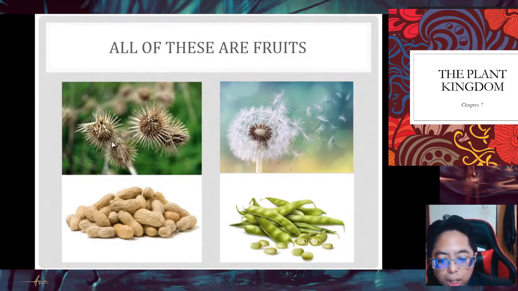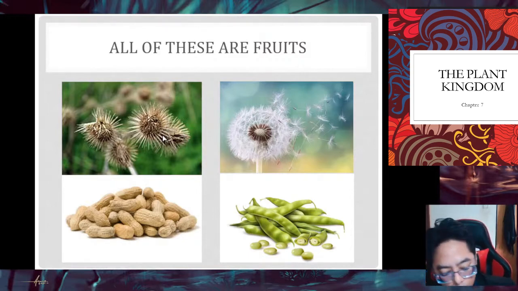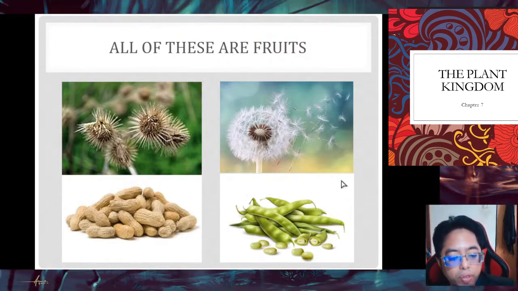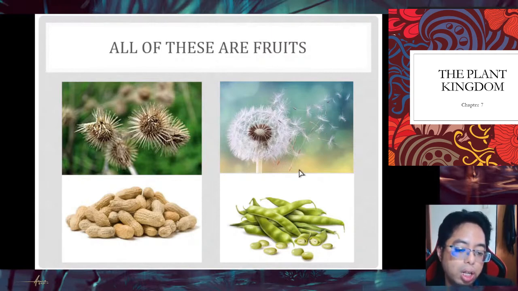Okay, if you look at this, this is a dandelion. This is, okay, I forgot what the name is. Cocklebur, I think. This is peanut, also a fruit. And there are peas. All of these are fruits. It's just that they are not all created from the flower.